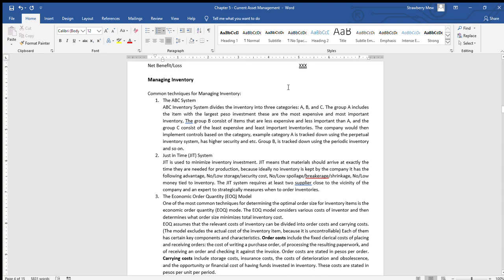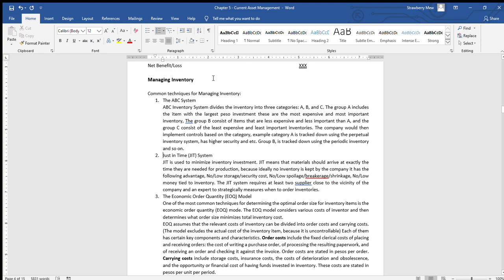So today, i-discuss na natin ang last topic or the last chapter for this sem. Okay, so yung last topic under current asset management is the inventory management or managing the inventory.